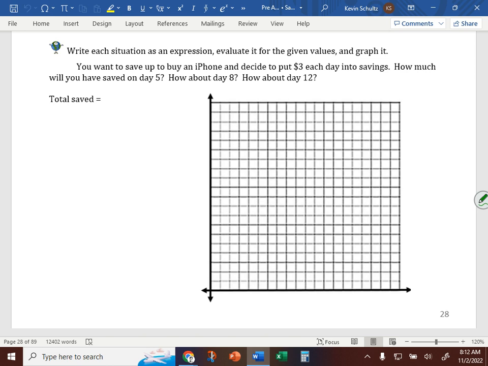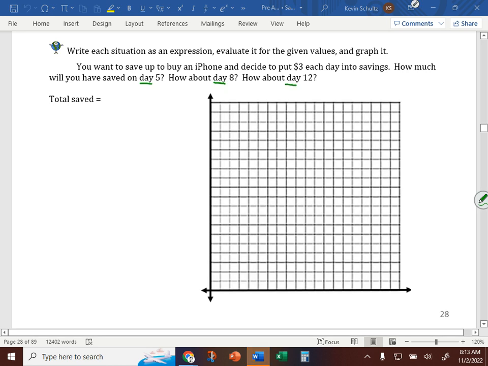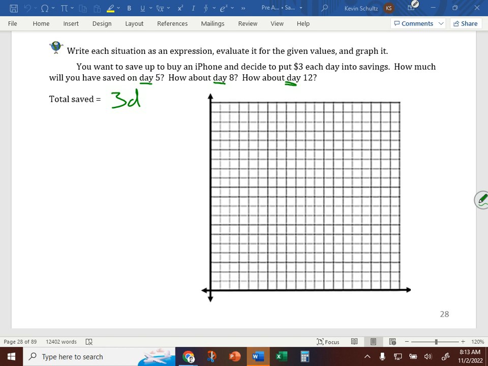So basically what we're doing is we're taking $3 times whatever day we are on, 5, 8, 12, whatever. So our expression, our total saved, is going to be 3 times d, right? Where whichever number of the day we're on, here was 5, we took 3 times 5. Here was 8, we took 3 times 8. Here was 12, we took 3 times 12. That's going to give us a total amount saved. Okay? Everyone see where I got that?